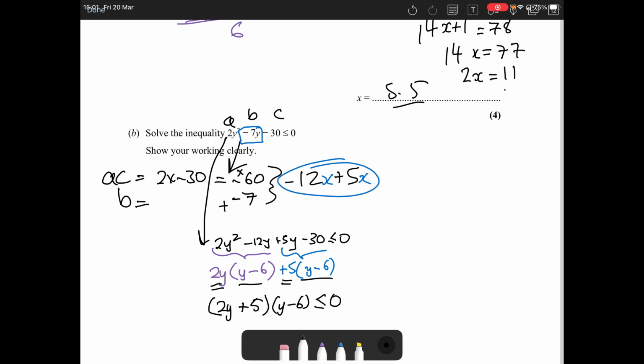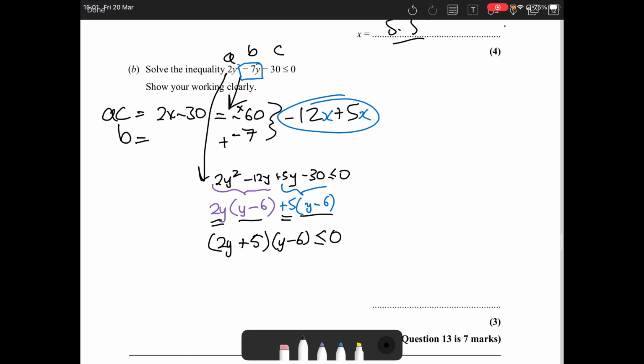Is less than or equal to 0. So this is a tricky bit. We remember each bracket we want to make equal to 0. So in order for the first bracket to be 0, you'd have y as negative 2.5, or minus 5 over 2. And for this bracket, y is 6. These are not the solutions. These are called critical values because this is an inequality.